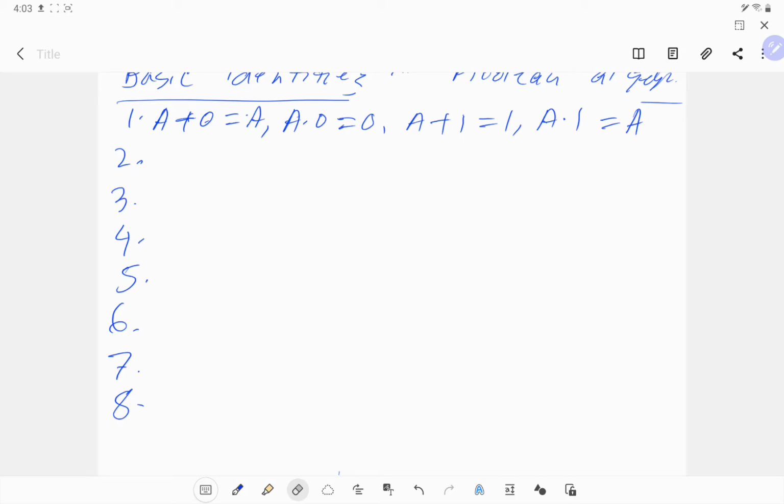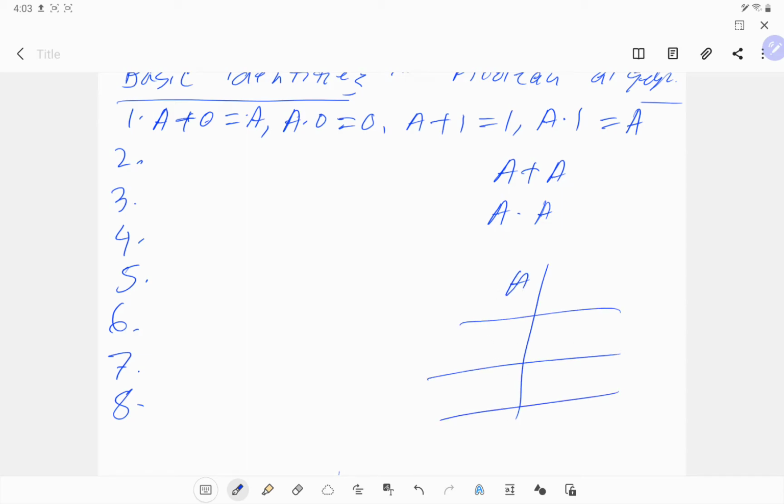Now we want to know the rules between the same variables. What is A plus A? What is A times A? So now A can be 0 or 1, and we know that A plus A: 0 plus 0 is 0, 1 plus 1 is 1. So A equals A plus A. So now we got A plus A equals A, the first thing.